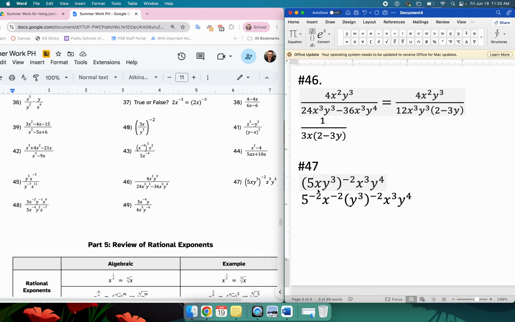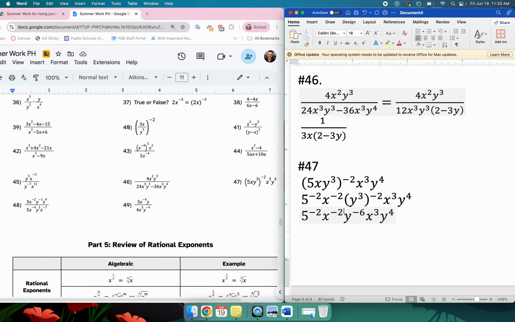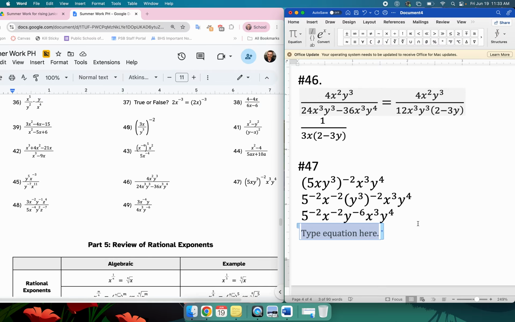Let me just do one thing really quickly. I'm just going to take care of this guy right here. Y to the 3rd to the negative 2. You multiply those exponents, that's negative 6. X cubed y to the 4th. Now, negative exponents, as I said before, cause things to switch between the numerator and denominator. Right now, there isn't a denominator present at all, but the fact that there are negative exponents is going to create a denominator, and a bunch of stuff is going to go into that denominator.